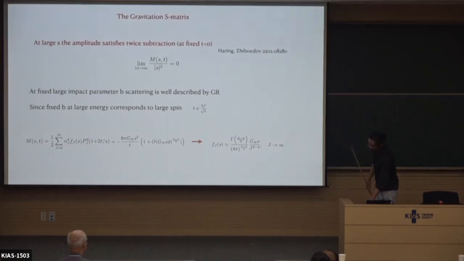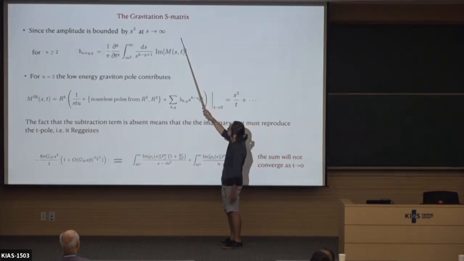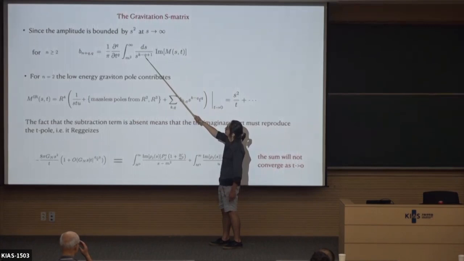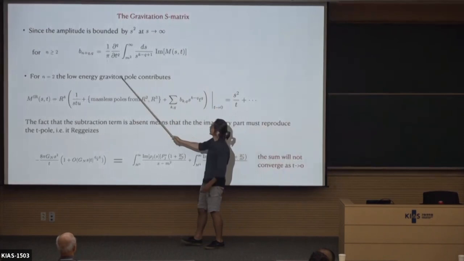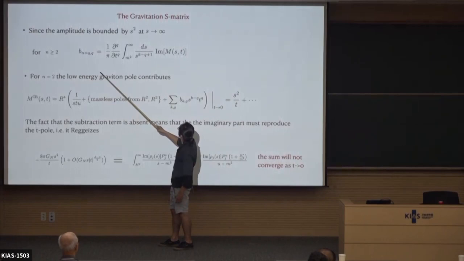Now, if we trust this statement, then we can say the following: since the amplitude is now bounded by S squared as S goes to infinity, as long as you have sufficient power of S here beyond S squared, there's no longer a contribution at infinity; it's suppressed. And therefore you have a direct relationship between the Wilson coefficients and the contour integral. So basically for n bigger than two, this should be n plus one here. Sorry, this is not k minus q, this is actually n plus one.